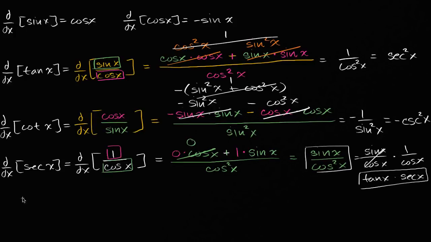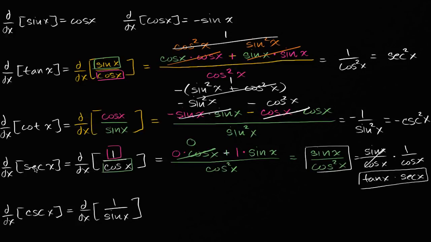So now let's do cosecant. So the derivative with respect to x of cosecant of x, well, that's the same thing as the derivative with respect to x of 1 over sine of x. Cosecant is 1 over sine of x. I remember that because you think it's cosecant. Maybe it's the reciprocal of cosine, but it's not. It's the opposite of what you would expect.